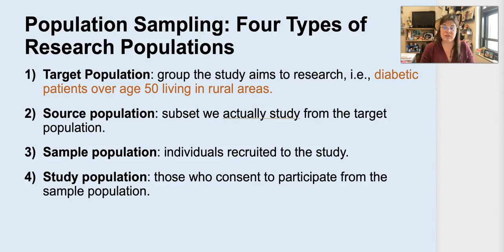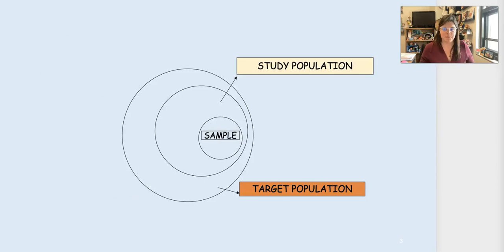Sample population is the individuals we've recruited to the study. So the ones that we have said, please come and be part of our study. And then the study population is those who actually consent and qualify to be in the sample population. So you can tell it gets smaller and smaller. So we have this huge target population, then we have the study population, then we have the sample population.